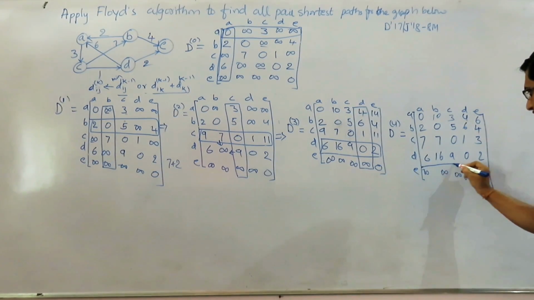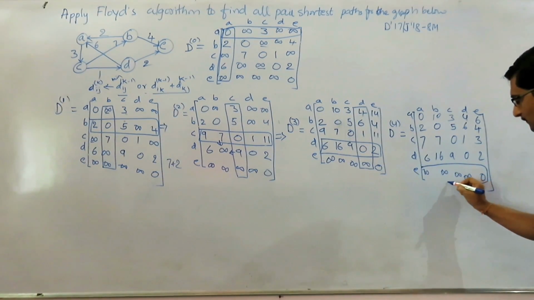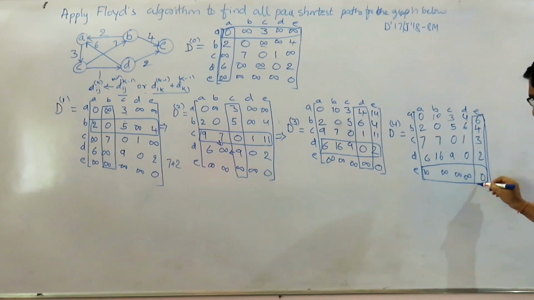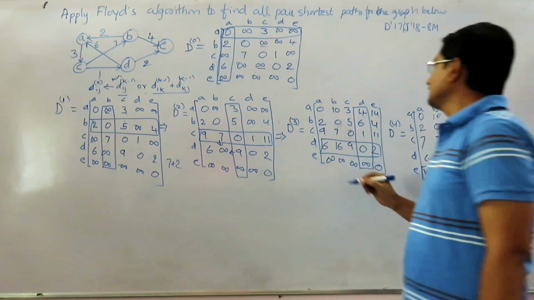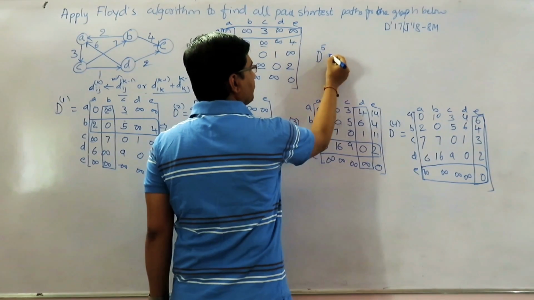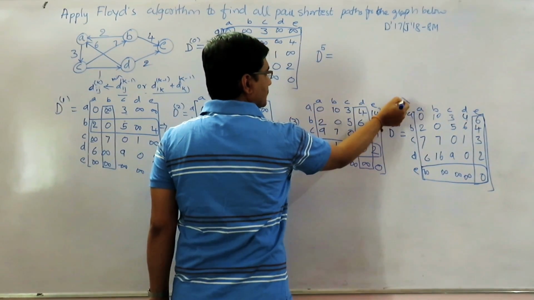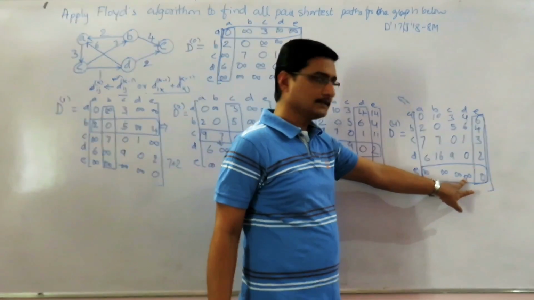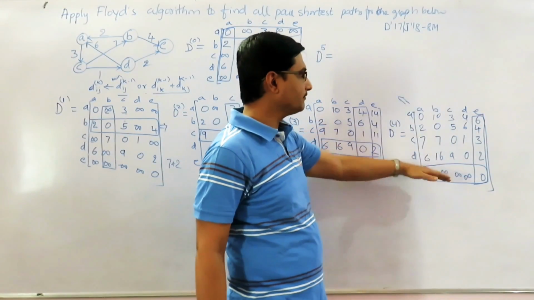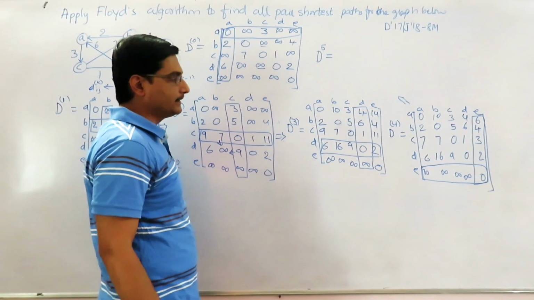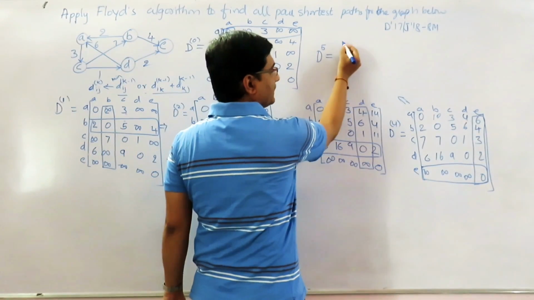Now we need to find D5. We need to find D5 considering the last row and last column, which will be our distance matrix, which we are going to find. Let us see that. See that these are infinities. So definitely the remaining part of this above matrix is not going to change, but we need to write it because that is the final matrix.